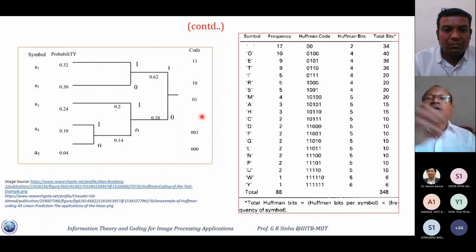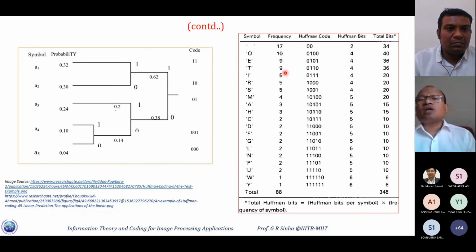How it is used in images, you see here. Suppose these are the symbols. Symbols means they are representing certain DCT coefficients. This coefficient is repeating 10 times, this is repeating 9 times, and T is repeating 9 times. Assume T is a coefficient or your pixel.